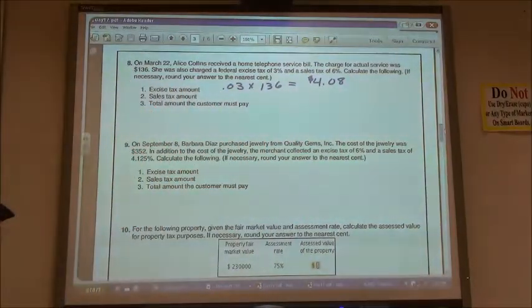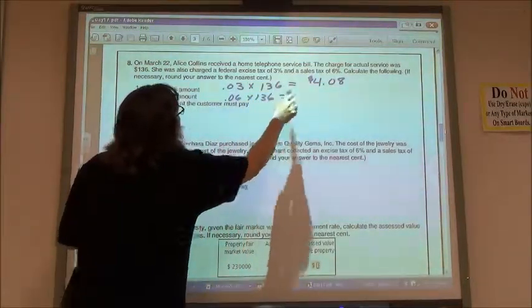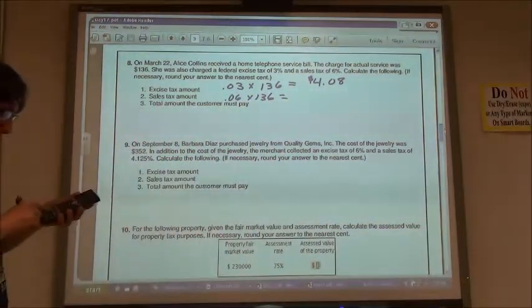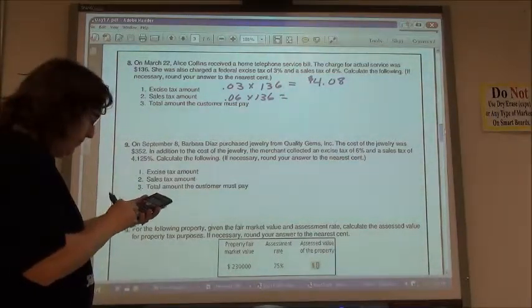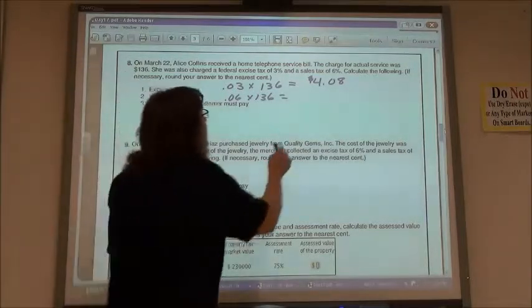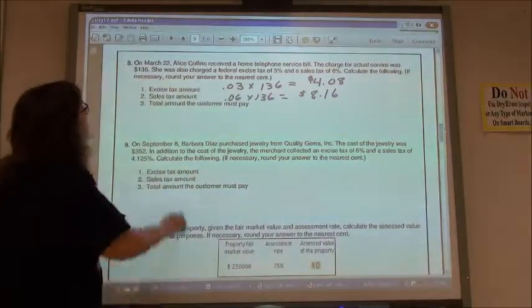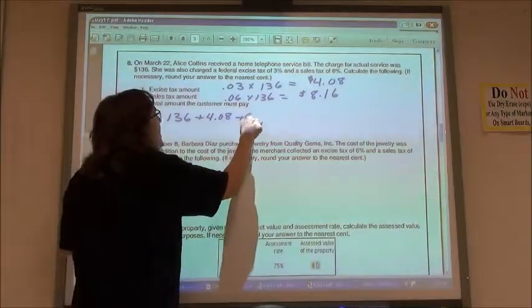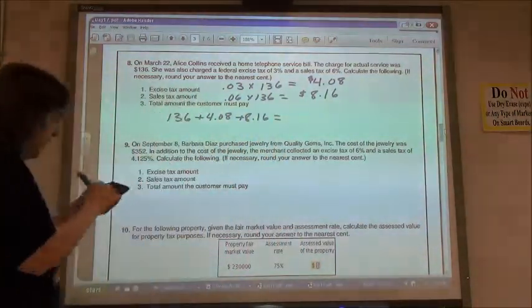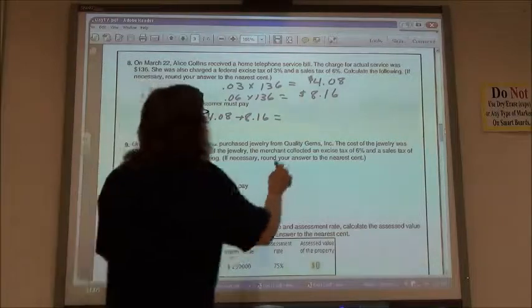My sales tax amount, 6%, so 0.06 times my 136. And so if I take 0.06 times 136, I get $8.16. So find the total amount she must pay, 136 plus 4.08 plus the 8.16. So 136 plus 4.08 plus 8.16 gives me $148.24.